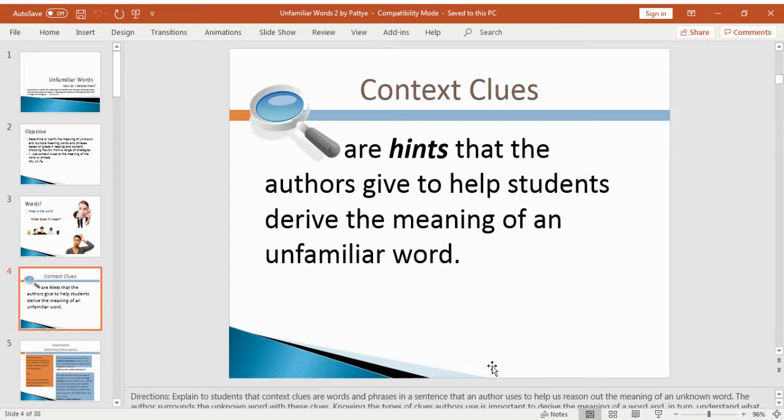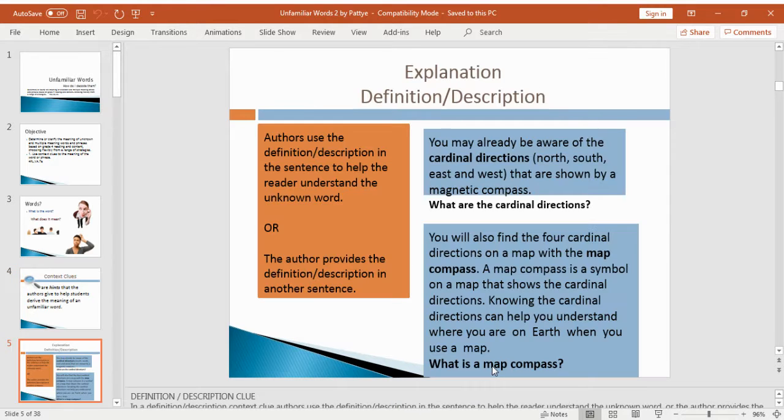Context clues are hints that the author gives to help students derive the meaning of an unfamiliar word. Authors use definitions or descriptions in the sentence to help the reader understand the unknown word. Or the author provides a definition or a description in another sentence. Let's look at an example of this.